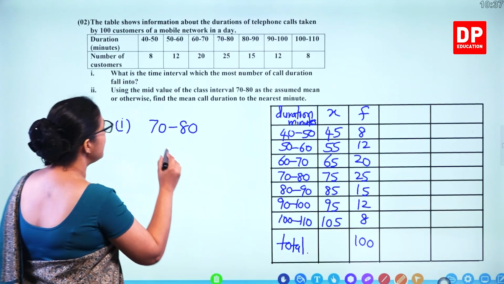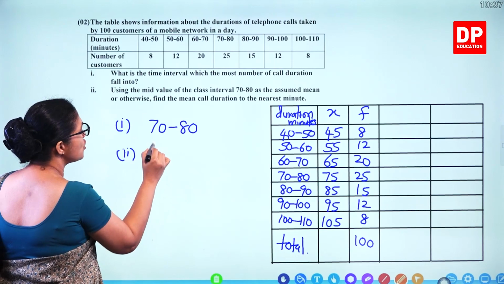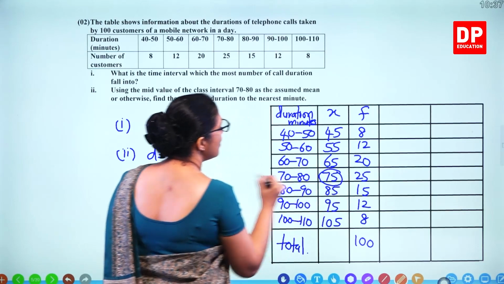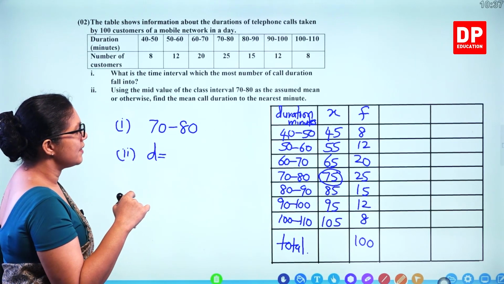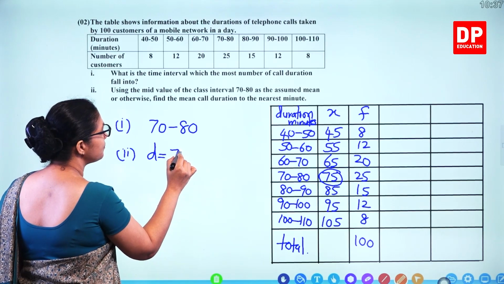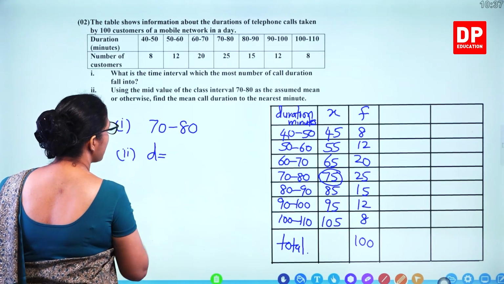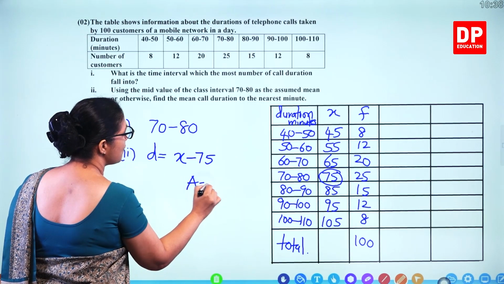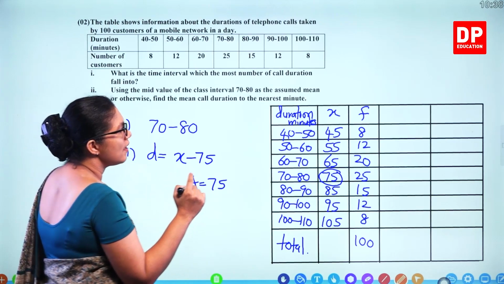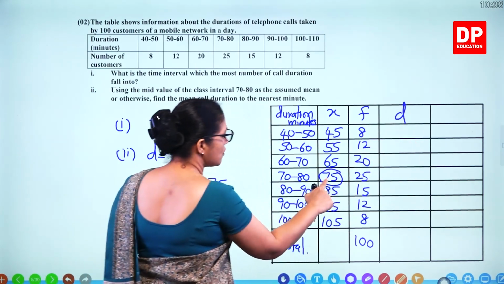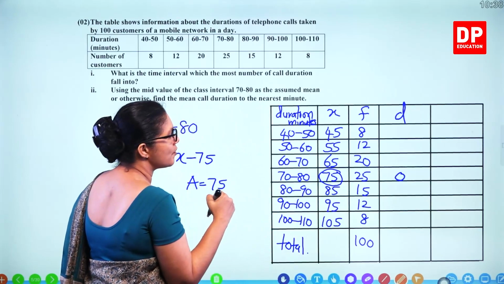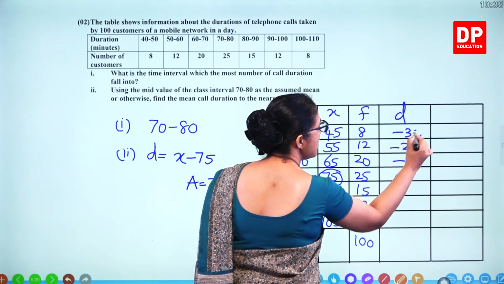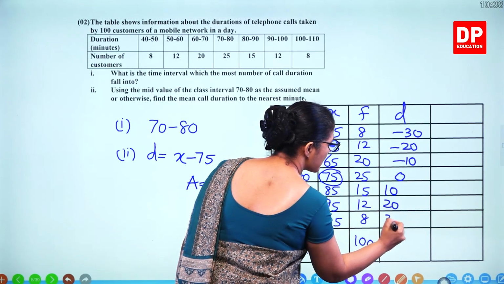Now we need to calculate the deviation. So to find out the deviation, we can take the assumed mean as the mid value of the 70 to 80 interval. So that's 75. So what you do, you subtract x minus 75 because A is 75, the assumed mean. Now calculate the deviation. So this interval you get 0. The difference is 10. Minus 10, minus 20, minus 30 here, plus 10, plus 20, plus 30.